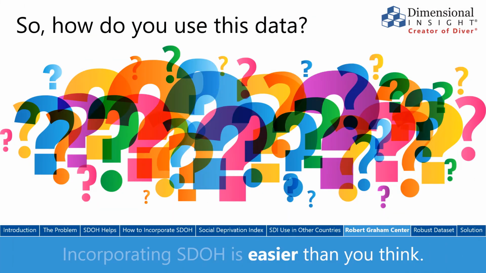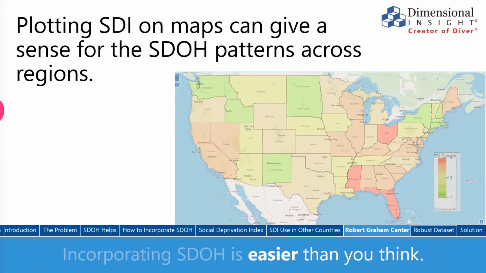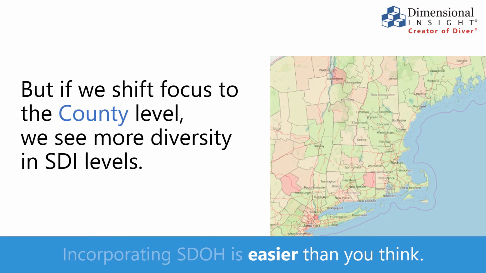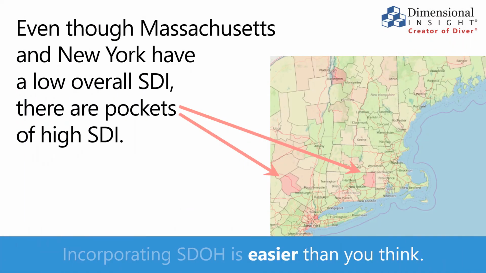So how do you use this data? Well, plotting social determinants on maps can give a sense for the social determinants patterns across regions. Clear patterns emerge quickly, but they can be misleading. Here's an example. In the Northeast, the overall social deprivation is fairly low. But if we shift our focus to the county level, we see more diversity in social deprivation levels. Even though Massachusetts and New York, for example, have a low overall level of social deprivation, there are pockets of high SDI.